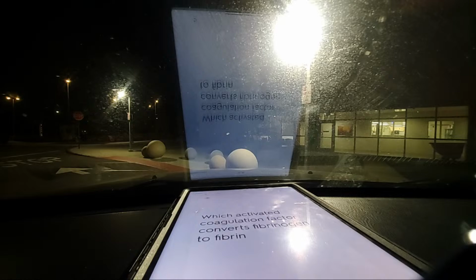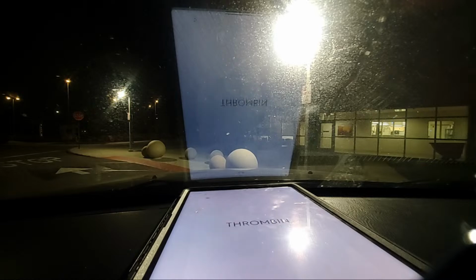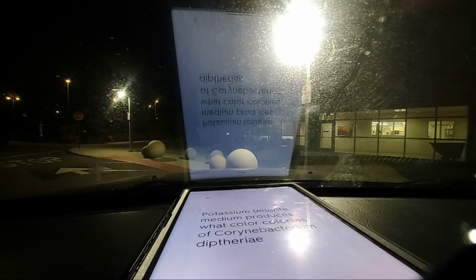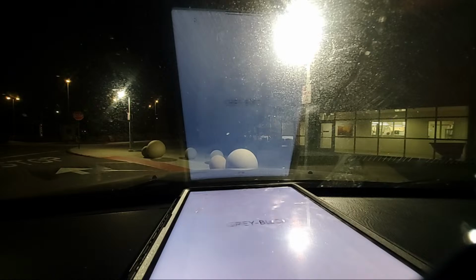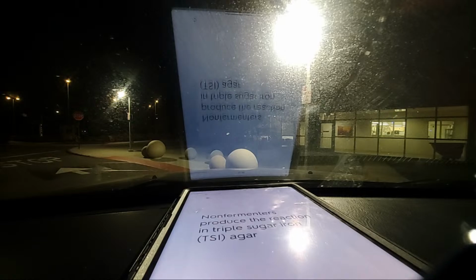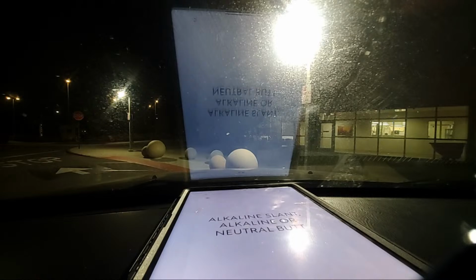Which activated coagulation factor converts fibrinogen to fibrin? Thrombin. Potassium tellurite medium produces what color colonies of Corynebacterium diphtheriae? Gray-black. Non-fermenters produce what reaction in triple sugar iron agar? Alkaline slant, alkaline or neutral butt.